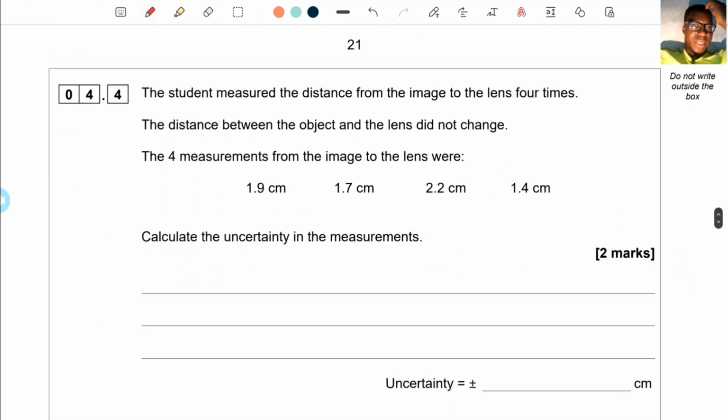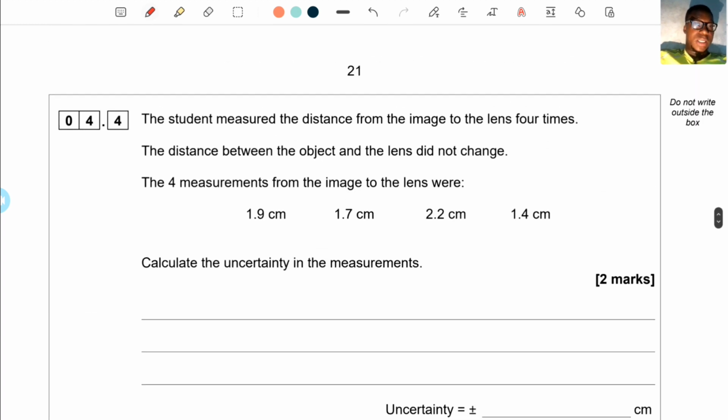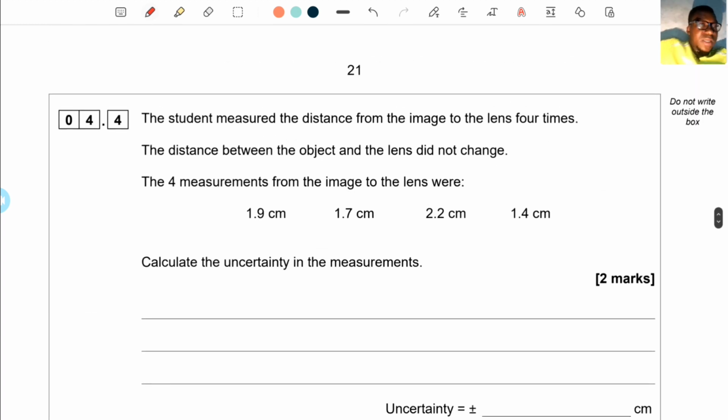And then the last question here. Is that the last question? We have one more. All right, the student measured the distance from the image to the lens 4 times. The distance between the object and the lens did not change. The 4 measurements from the image to the lens were 1.9, 1.7, 2.2, and then 1.4. Calculate the uncertainty in the measurements.